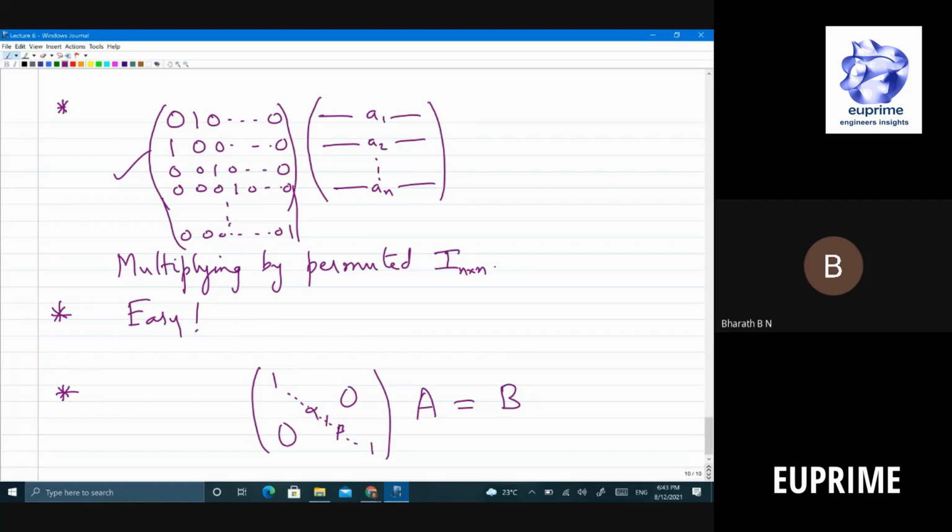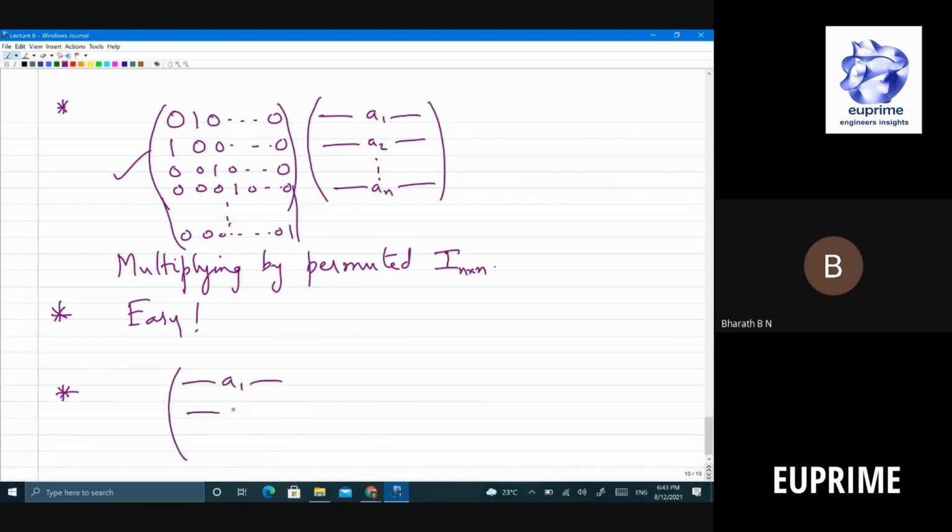Okay, so I should not do this. What should I do? If I do this, then, okay, I'll take this back. If I do this, that's not enough. So let's look at a simple example, maybe a 3 cross 3 matrix.